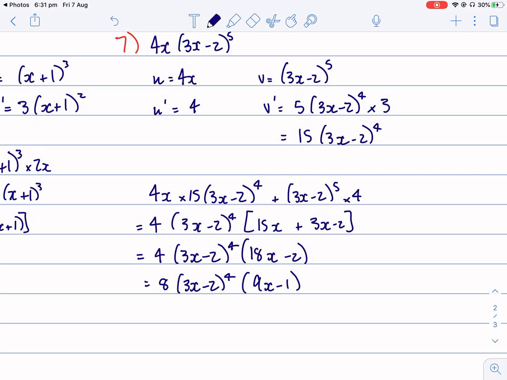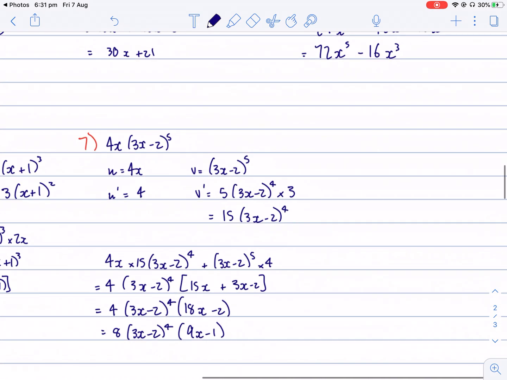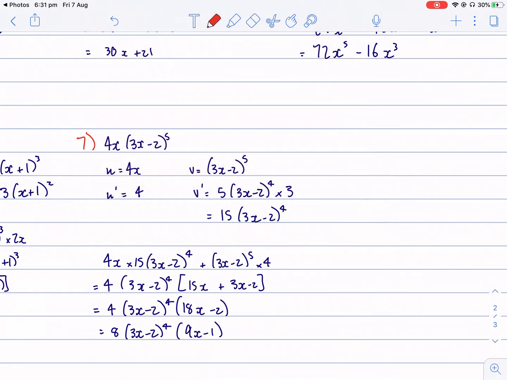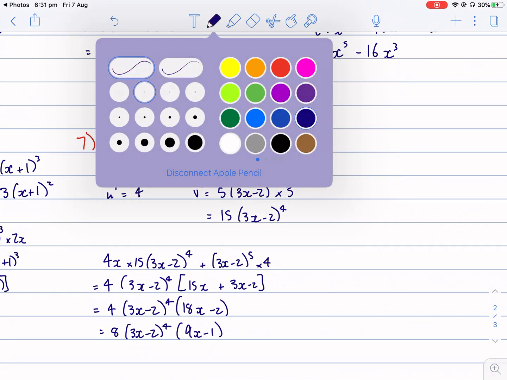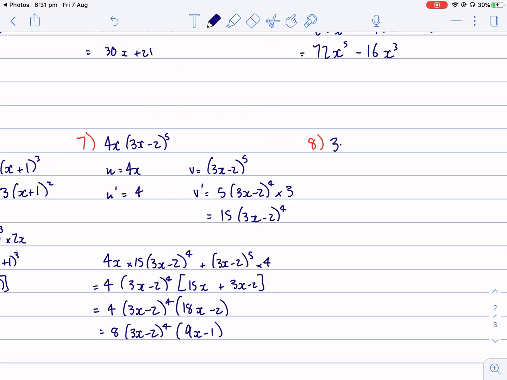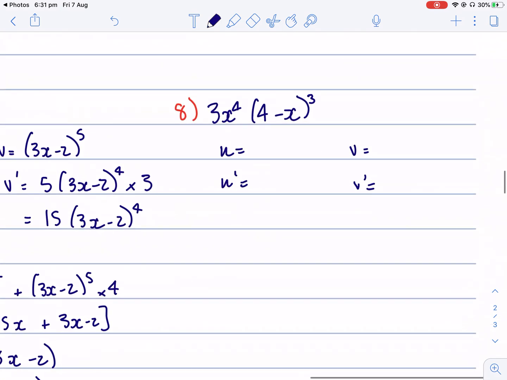Excellent. Okay. That's 7. All right, let's do 8. We've got 3x to the 4, (4 take x cubed). U dash, v dash: 3x to the 4, 12x cubed. 4 take x to the 3.